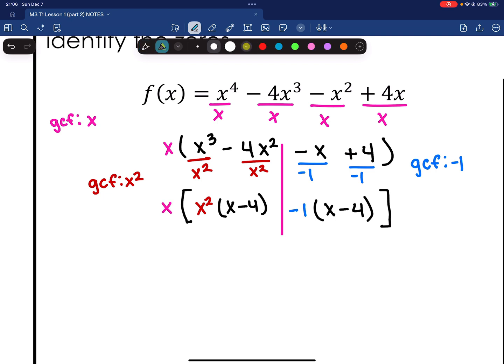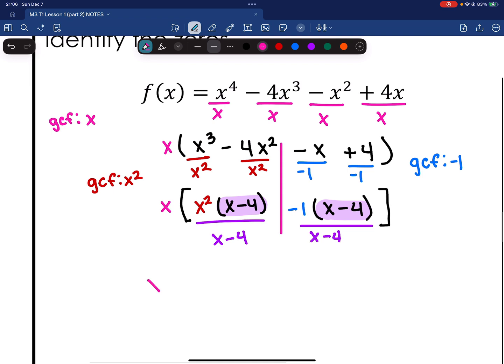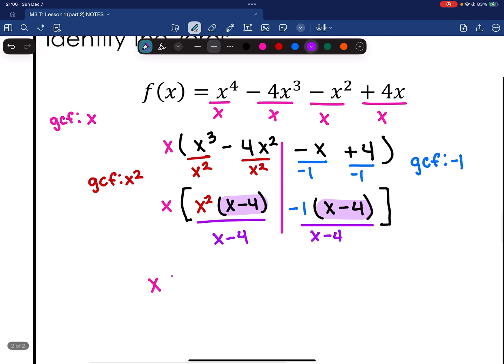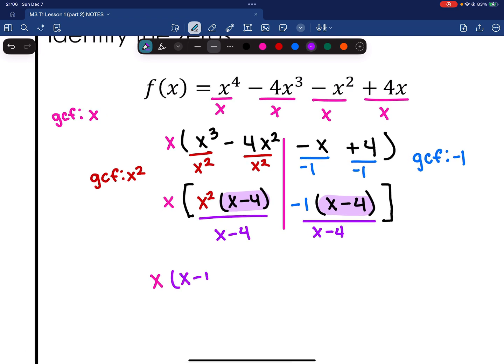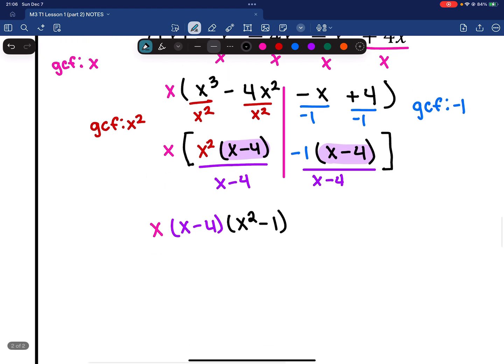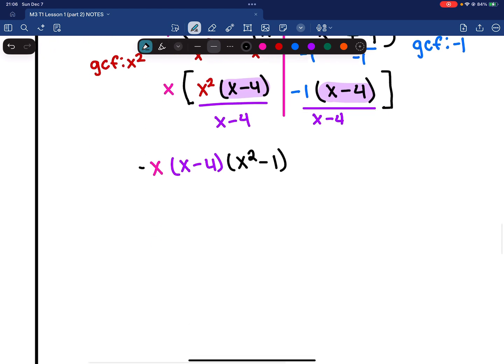Now, when I'm looking at this, I notice that they both have an x minus 4 in common. So we can factor that out. x minus 4, x minus 4. So we have that original GCF, then we have the x minus 4, and then we have x squared minus 1. Now, x squared minus 1 is a difference of squares, so we can keep factoring.